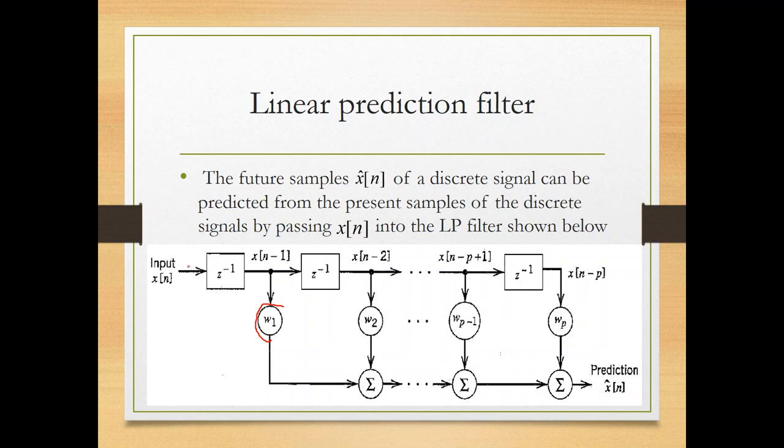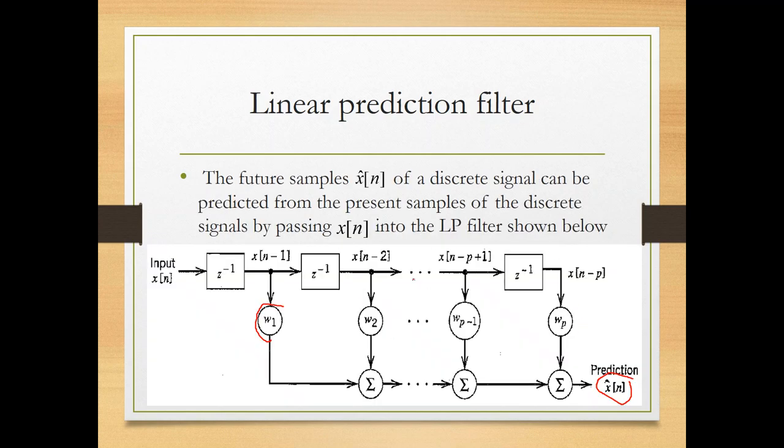After your message passes the first delay element, it becomes x of n minus 1 because it's delayed by 1 unit. When it passes through the next delay element, it becomes x of n minus 2, and so on and so forth. So you have p delay elements plus p weights, and you have a summation here. You sum all of them after you assign their coefficients, which are the W's here. You end up having the sample that you wanted to predict, which is x hat of n.